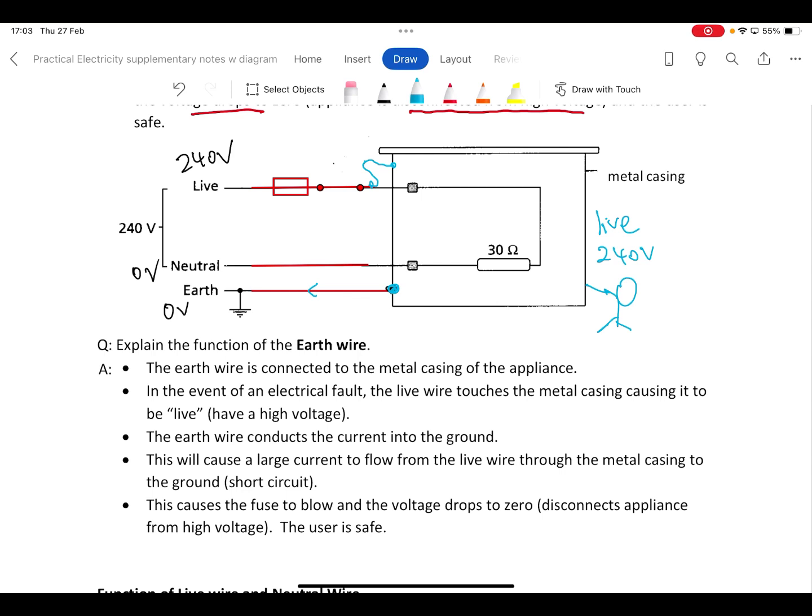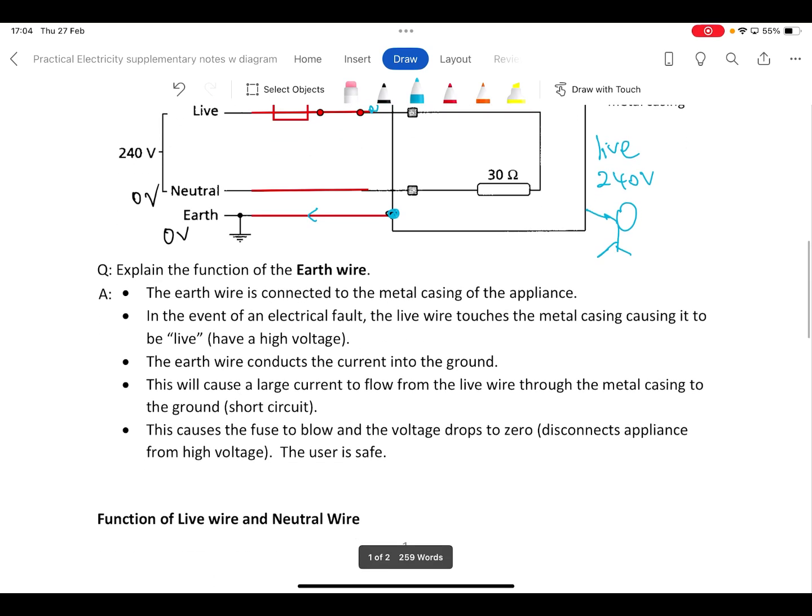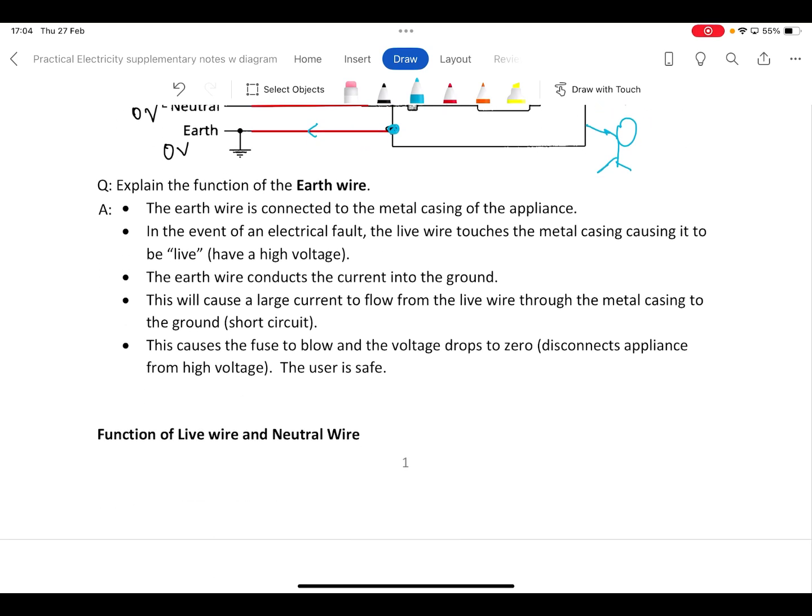That's where the fuse comes in. So when the current flowing from the live to the metal casing to the earth is very high, what happens to the fuse? The fuse will blow. When the fuse blows, everything after the fuse will be cut off from high voltage, and then the user is safe. Understand? So the earth wire works together with the fuse.